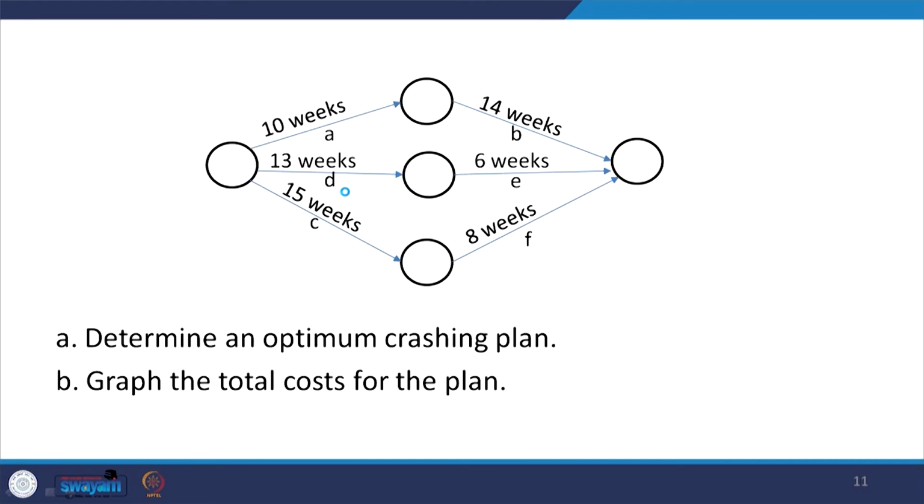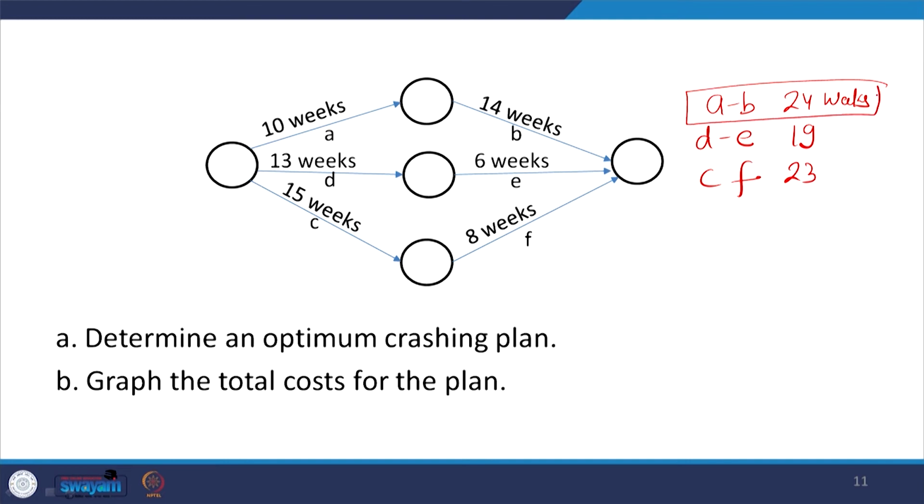Now, this is the diagram for this particular project. There are A, B, D, E, C, F. So, now you can see that A, B is taking how much time? 24 weeks. D, E 13 plus 6, 19. C, F is taking 15 plus 8, 23. So, you can understand that AB is the critical path, that is taking 24 weeks. Optimal means critical path here.